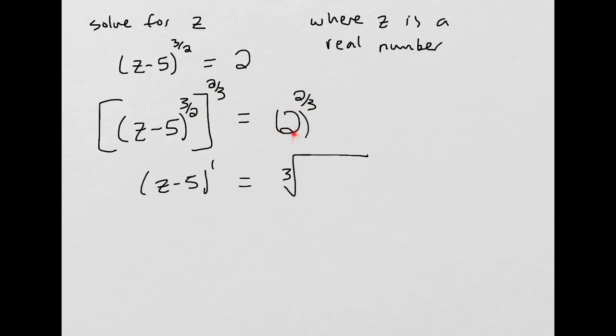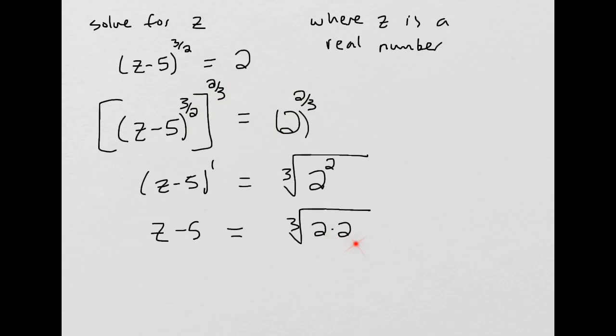So I've got a 2 as my base, and then I have this numerator exponent. So underneath my radical, I'm going to have 2 squared. So on the left side, I've got z minus 5. On the right side, I've got the cube root of 2 squared, which unfortunately isn't going to simplify for me, because with cube roots, I need 3 factors in order to pull one out.